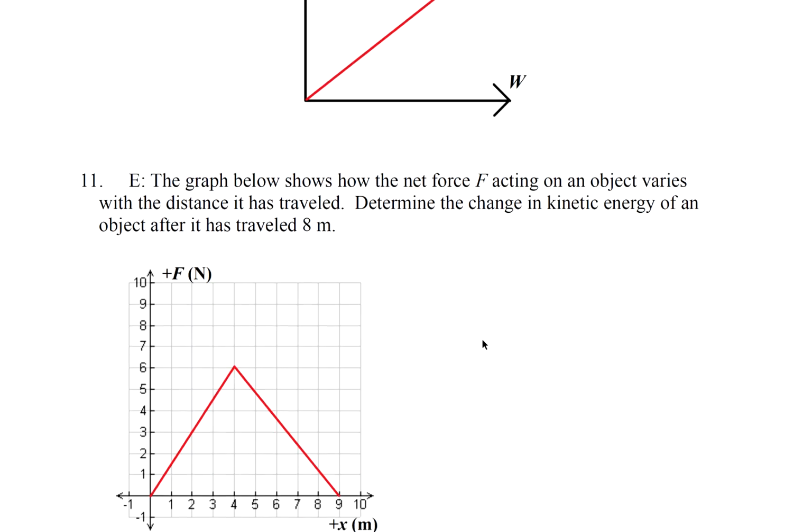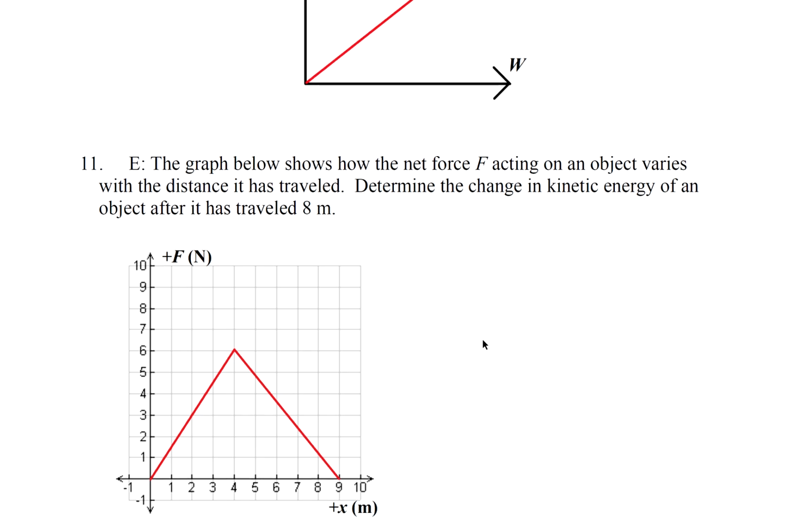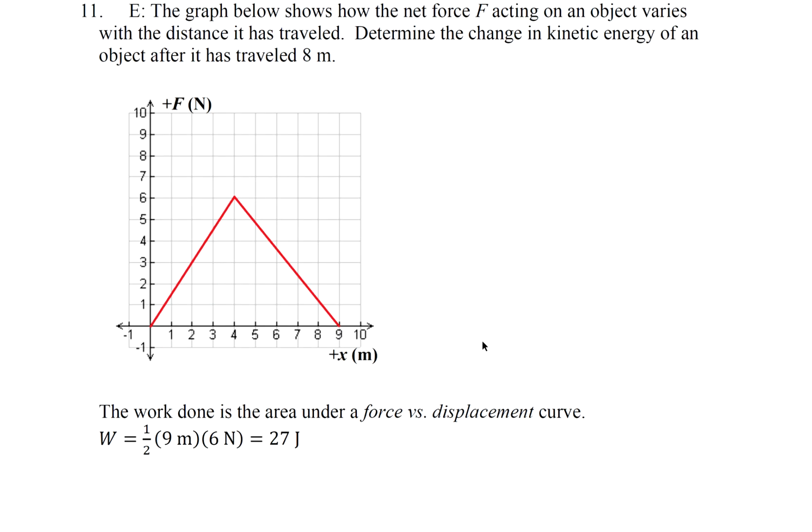Question 11. The graph below shows how the net force acting on an object varies with the distance it has traveled. Determine the change in kinetic energy of the object after it has traveled 8 meters. So the work done is the area under a force versus displacement curve. So the work done is 27 joules. And work is equal to change in kinetic energy.